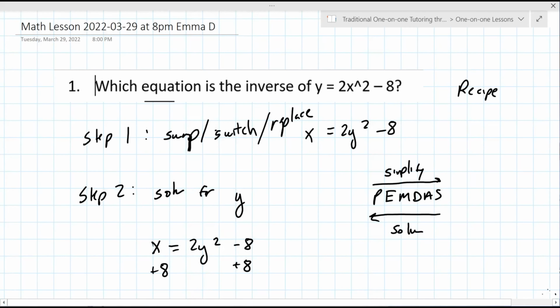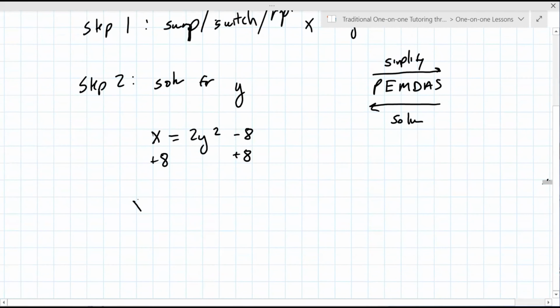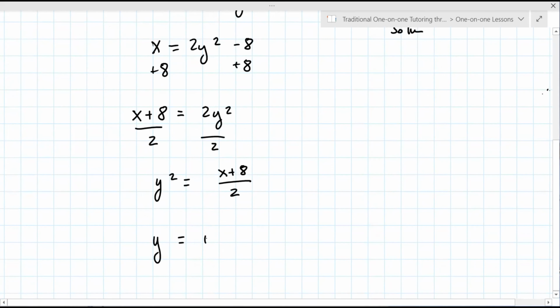Okay. Get to where I can share more of my screen. There it is. So you get X plus 8 equals 2Y squared. Then you divide by 2. And at any time, you can move from one side to the other, kind of mirror it, if you will. And then the last step here is to take a square root of both sides. When you take a square root, it's plus or minus.